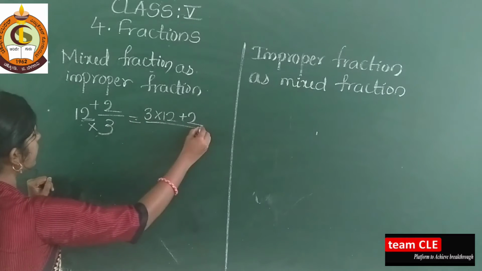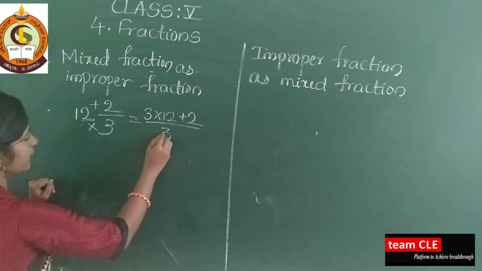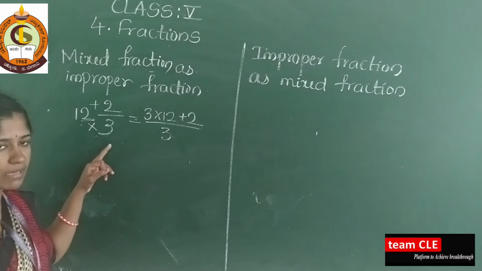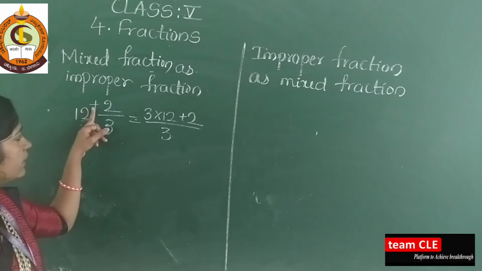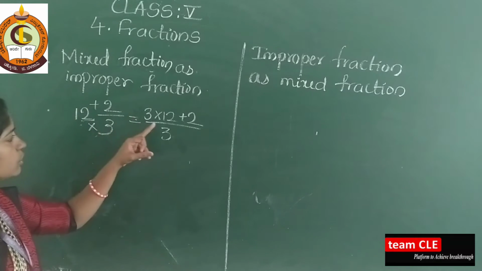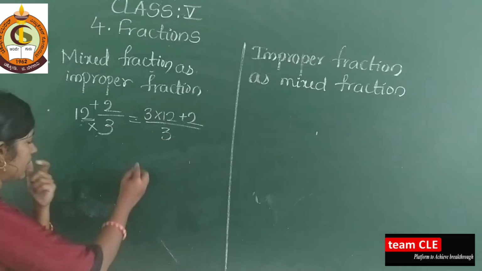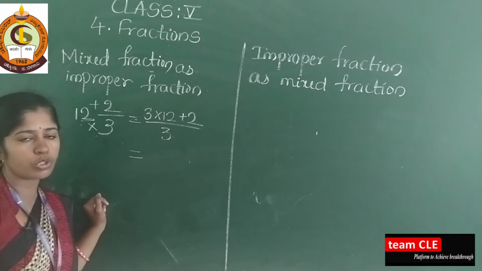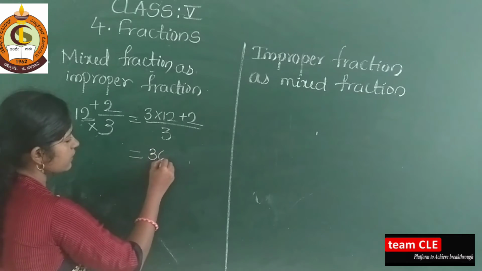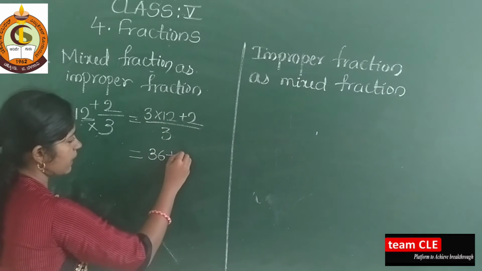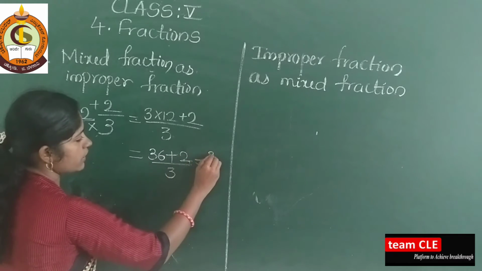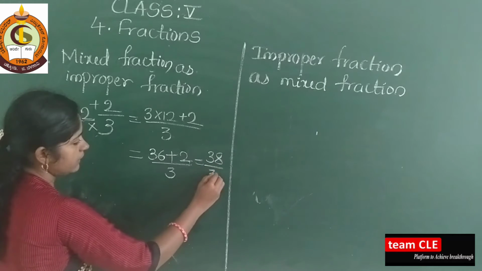Next, you keep this denominator as it is. Don't forget to write the denominator. Once again I will repeat. First you need to multiply, next you add. What is there here? 3 into 12 plus 2 divided by 3. Next, see here, 3 12s you don't know, but 12 3s are 36. 12 3s are 36 plus 2. So 36 plus 2 is 38 divided by 3.